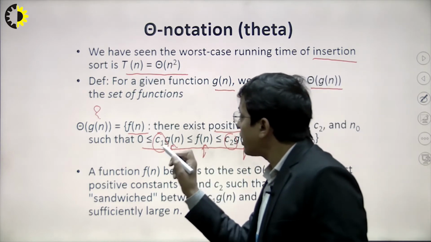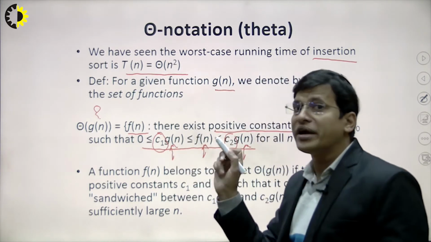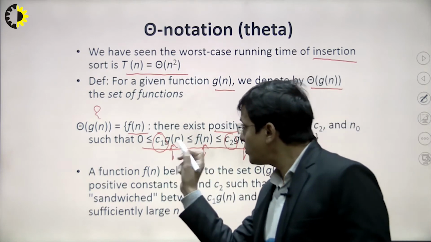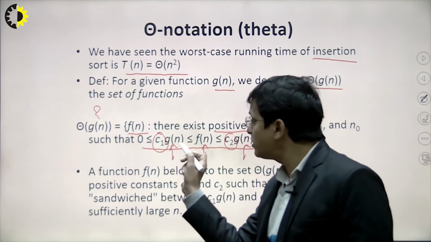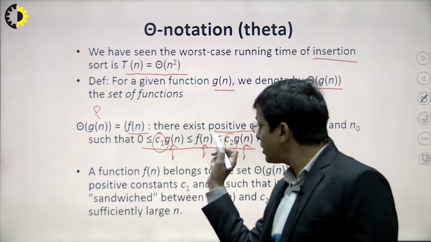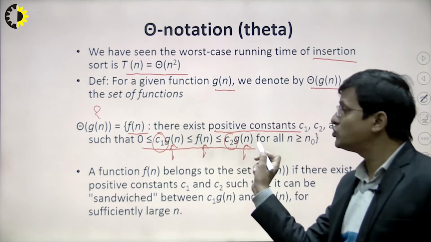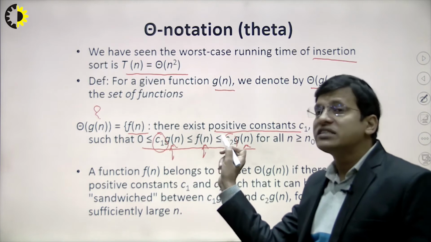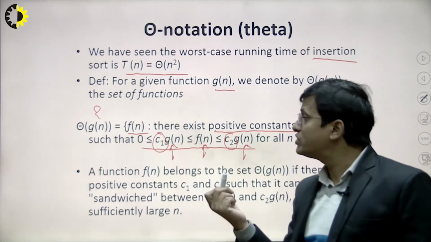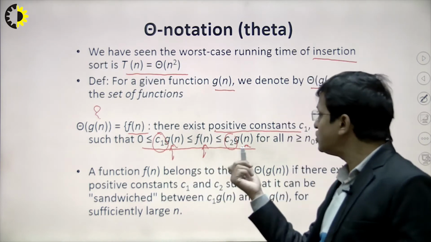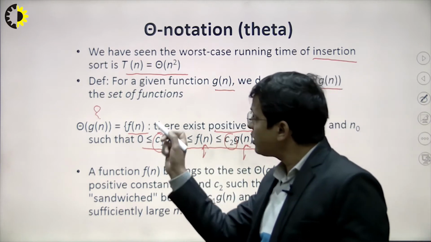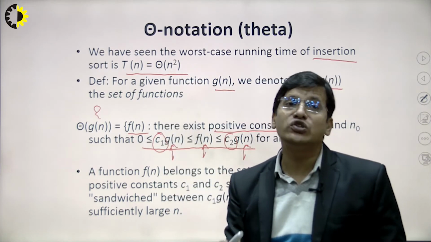So now we are trying to find the function g of n, so that f of n lies between c1 g of n and c2 g of n, right? So basically f of n is something like a sandwich between c1 g of n and c2 g of n. That is why theta notation is also called the sandwich notation, right?